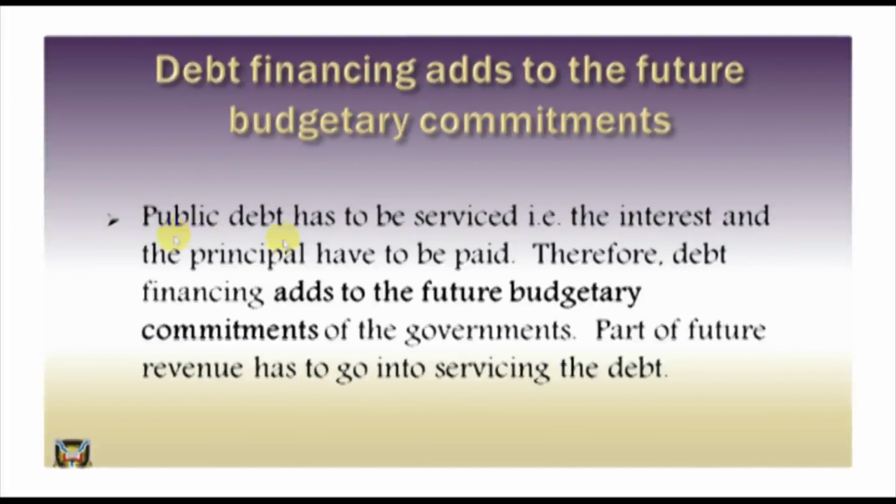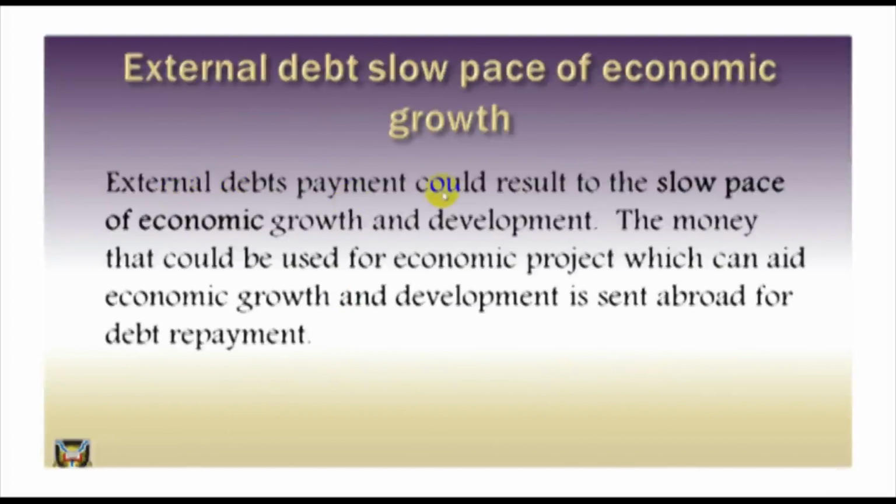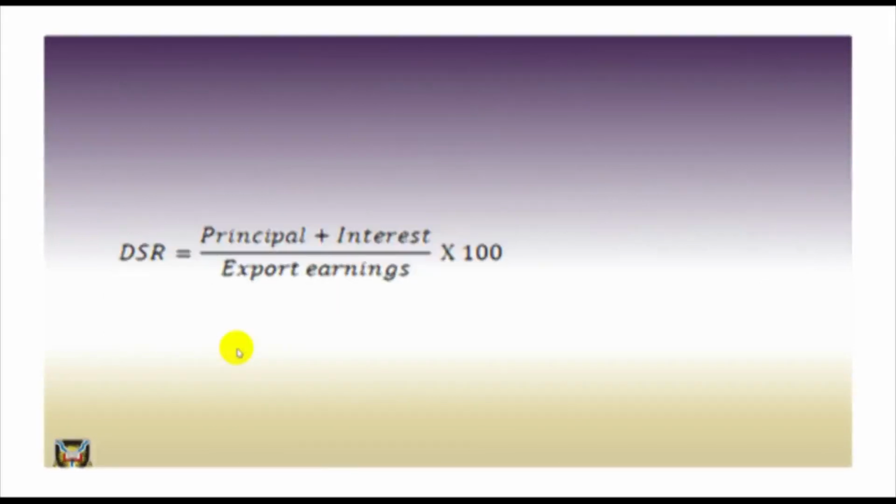Number five, external debt payment could result in a slow pace of economic growth and development. The money that could be used for economic projects which can aid economic growth and development is sent abroad for debt repayment. Debt service ratio.